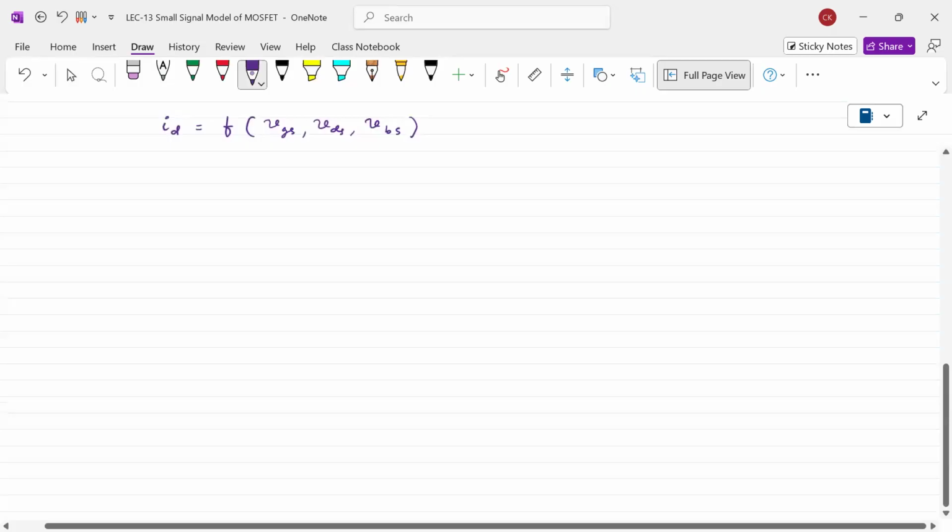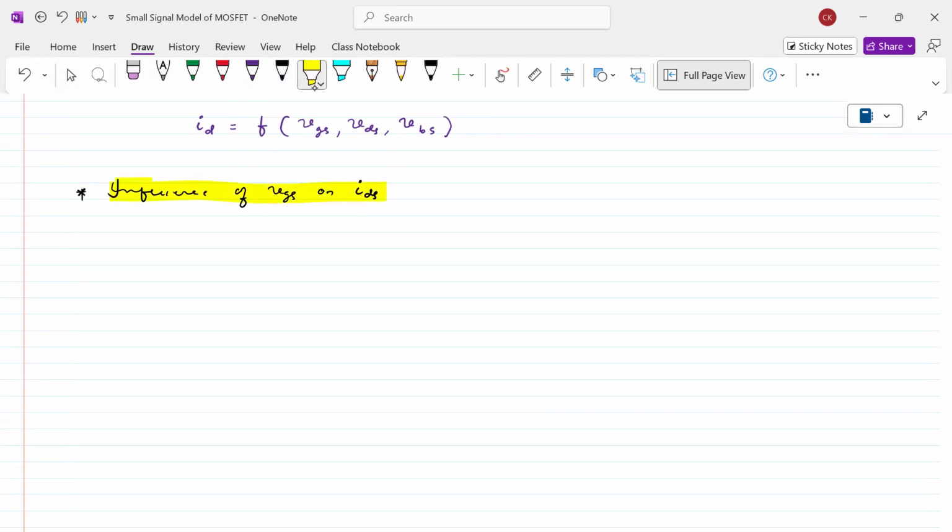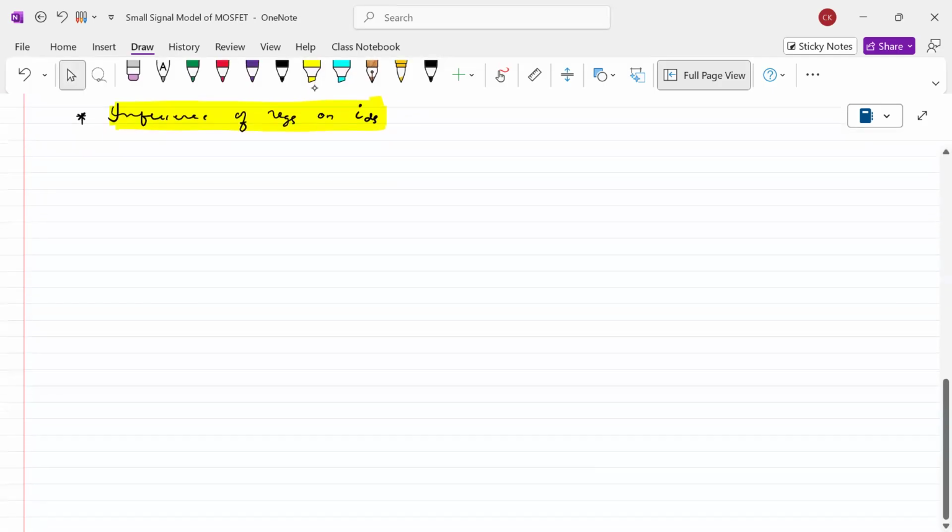Let me write the first case. The first one is the influence of VGS on IDS. Okay, first let us consider it in this way. What is the influence of VGS on IDS? Okay. So look at this point.